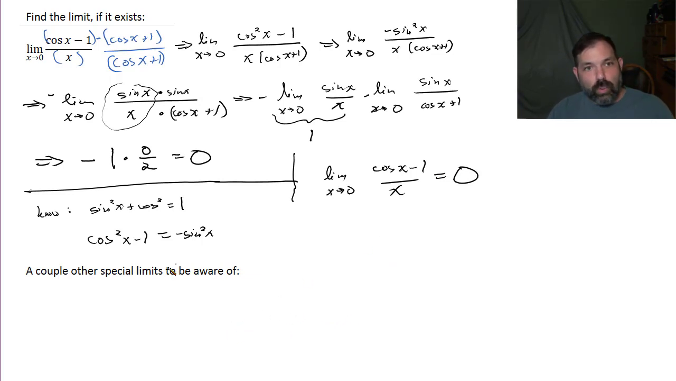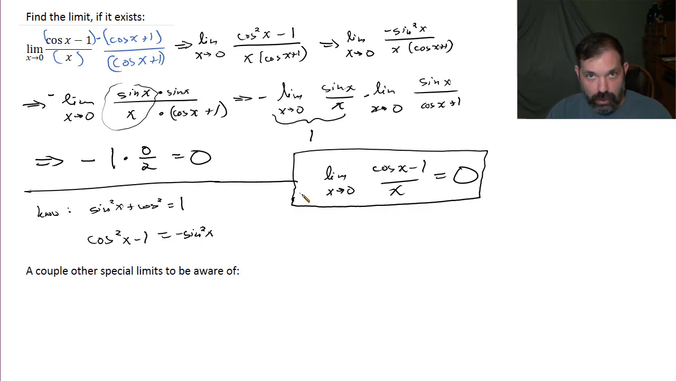All right, so those are a couple special limits that we need to be aware of. The limit as x approaches 0 of sine x over x is 1. We saw that in the previous slide. And this second limit here, the limit as x approaches 0 of cosine x minus 1 over x is 0. We're going to need both of those limits in the next unit.